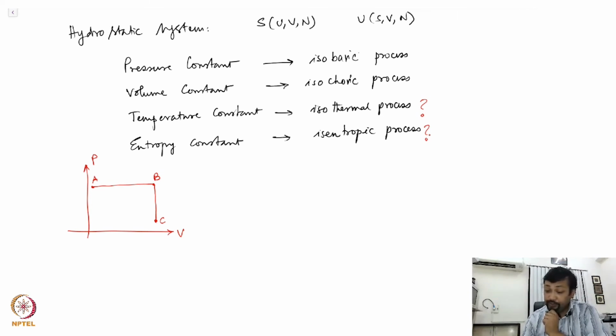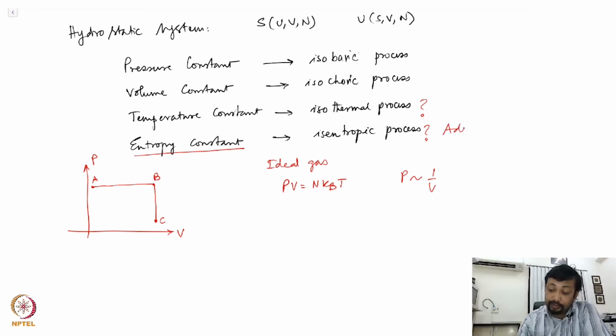For this you have to know the type of system you're looking at. If I look at an ideal gas, then I know that PV is N k_B T. So if it's an isothermal process, then pressure must go as 1 by V. If it is an isentropic process where the entropy is constant, which means it's an adiabatic process with no heat exchange, that would also mean that PV to the power gamma is equal to constant.